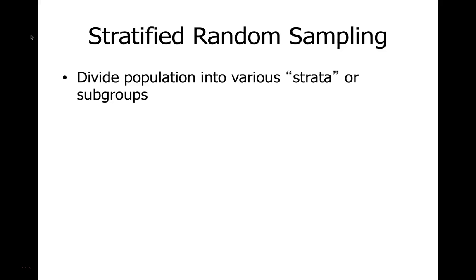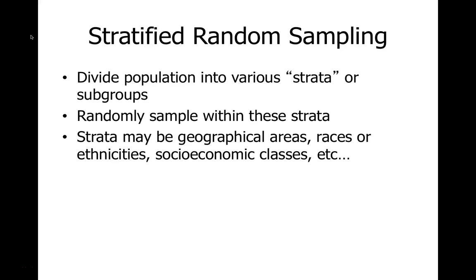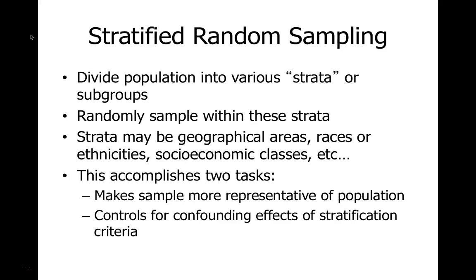In stratified random sampling, we divide the population into various strata or subgroups, and then we randomly sample within these strata. So our strata may be geographical areas, race or ethnicity, socioeconomic class, gender, sexual experience versus those who are not sexually experienced. We can think about a lot of ways of stratifying that. And again, that comes back to our research question. Is it important for us to stratify in some ways, and if so, how?